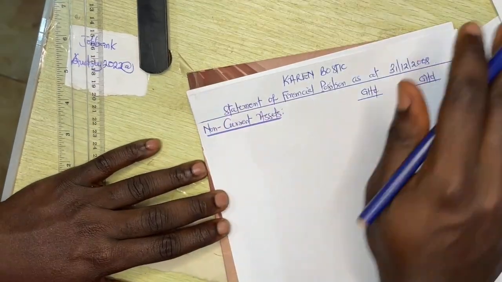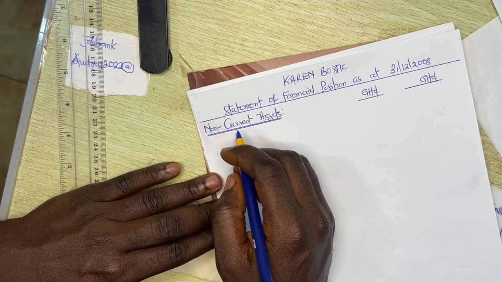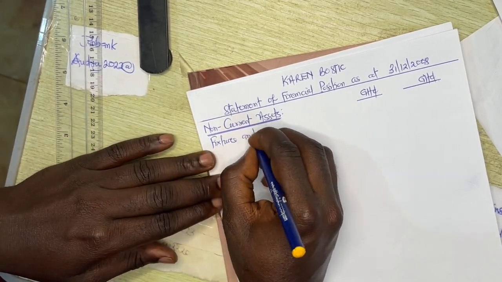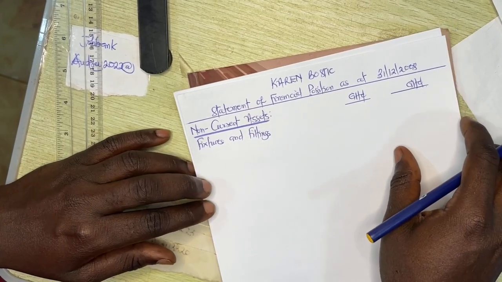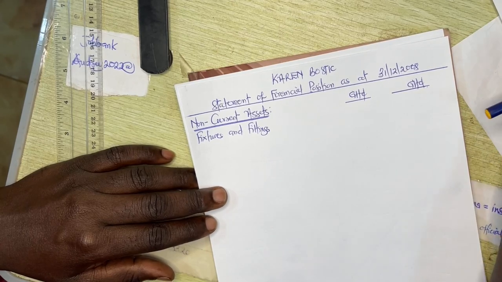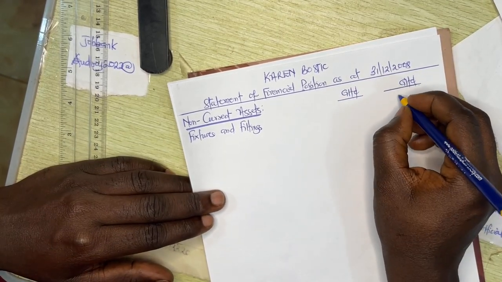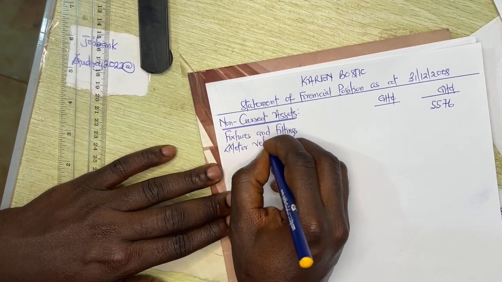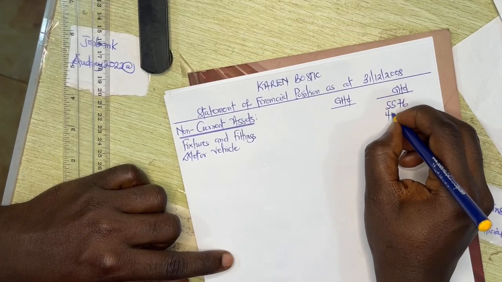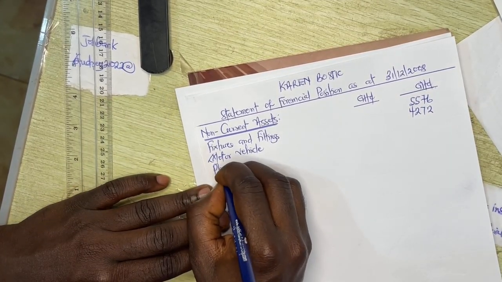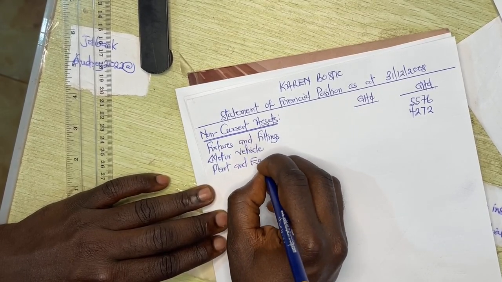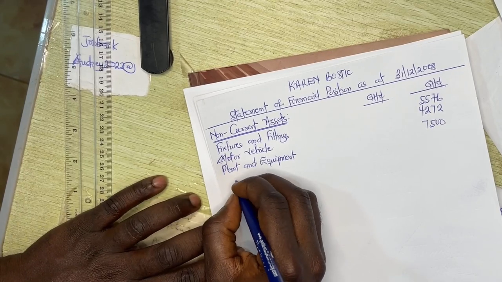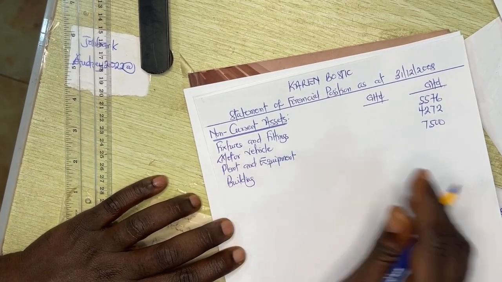Good. So there, you can go through the non-current asset schedule to pick those items you have. We have first one, fixtures and fittings. Since you have already worked for their net book values, you go straight to the non-current assets and pick those items. You have 5576 fixtures and fittings. We have motor vehicle, 4272. We have plants and equipment, 7,500. We have building, 90,000.